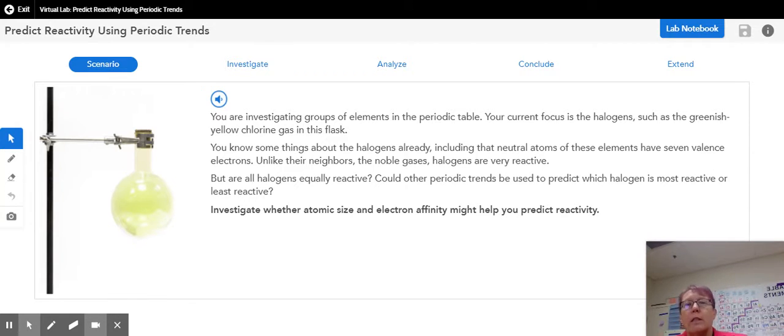But the question that we want to answer is, are all of the halogens equally reactive? Or are there other things that we can figure out on our periodic table to determine which halogen is most reactive, and which halogen is least reactive? So we're going to go on into the second part, which is investigate.